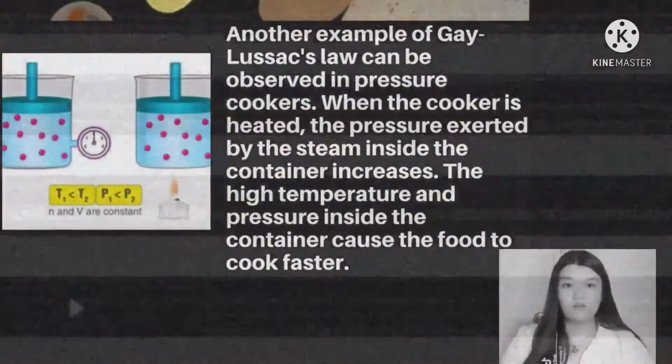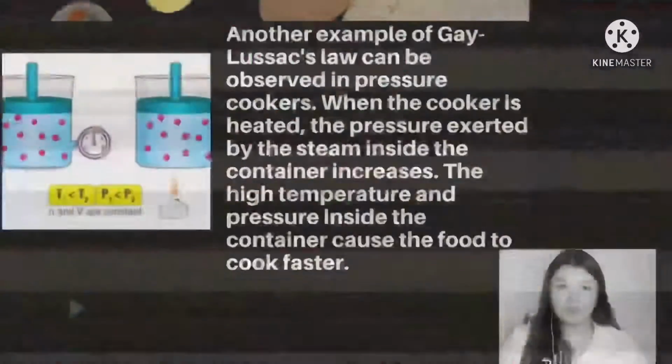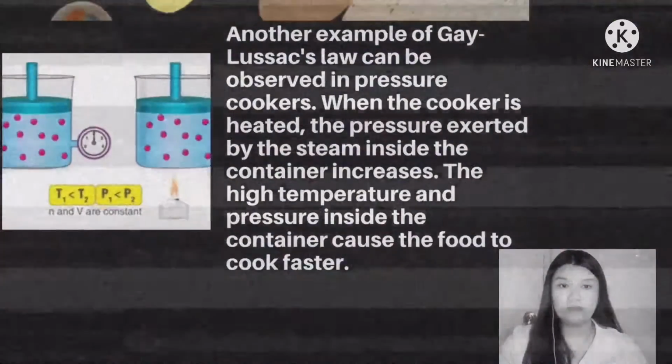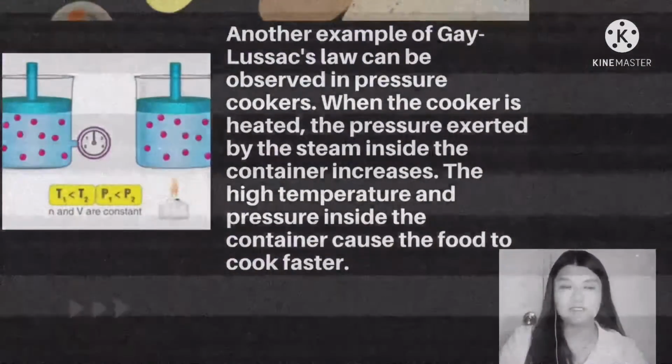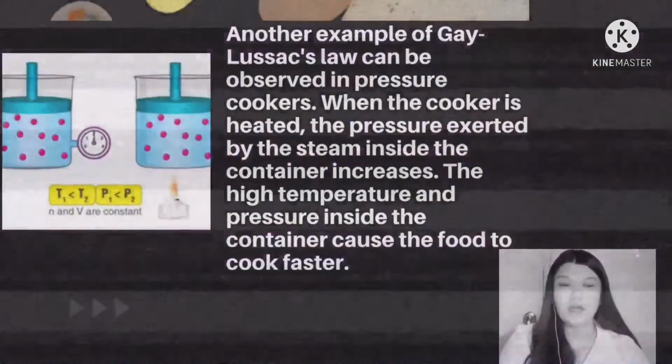Another example of Gay-Lussac's law can be observed in pressure cookers. When the cooker is heated, the pressure exerted by the steam inside the container increases. The high temperature and pressure inside the container cause the food to cook faster.